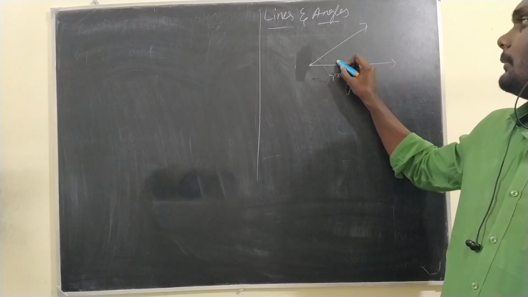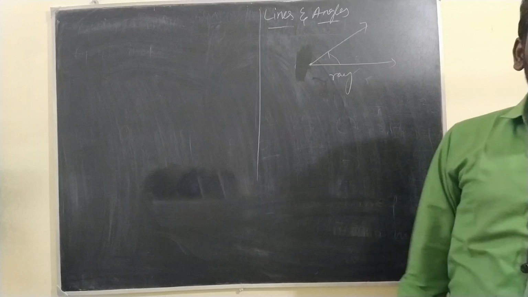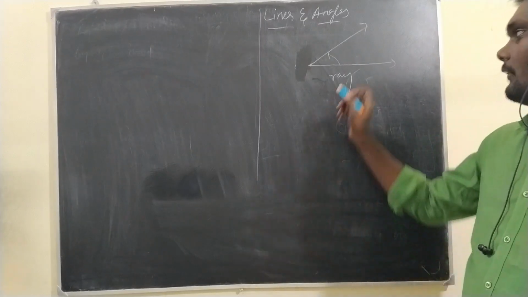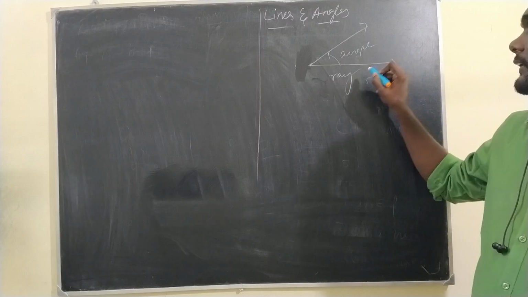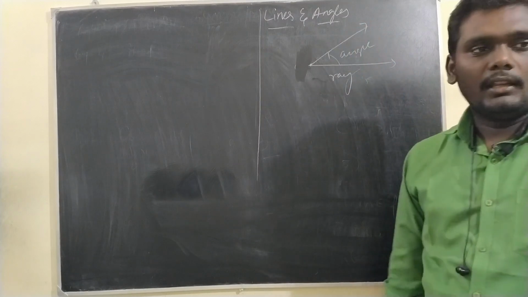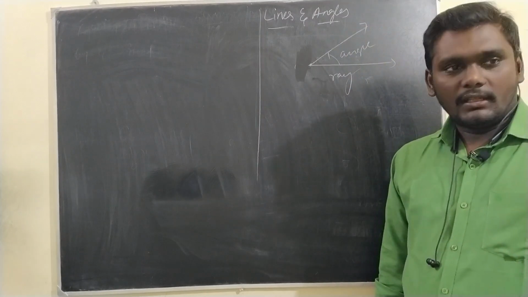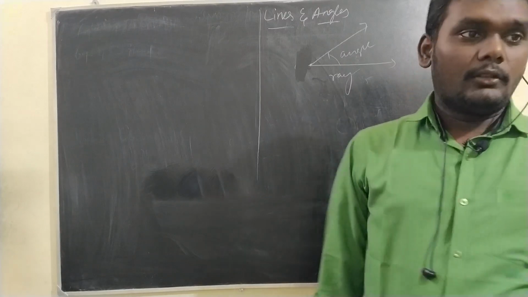Likewise, the ray moves from one position to another position in anti-clockwise direction. The amount of rotation it made is called an angle. This is the initial ray, and that is the terminal ray, like we call it. And we have classification of angles. There are two types of angles.